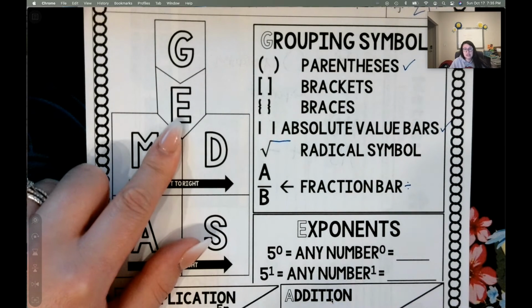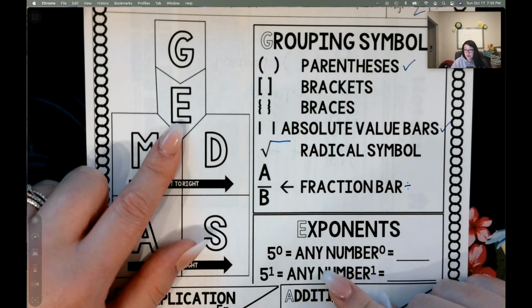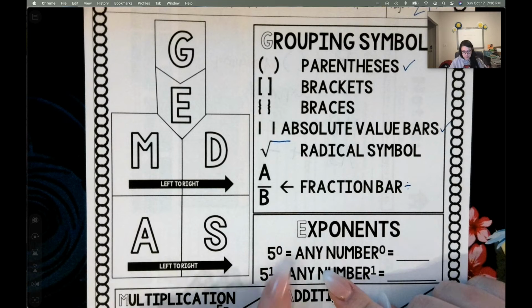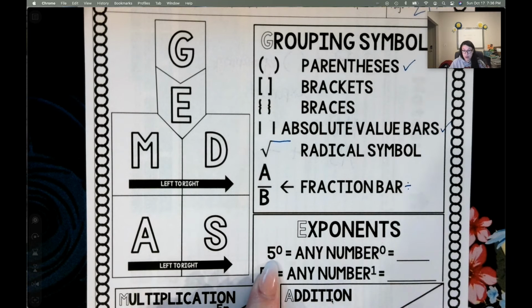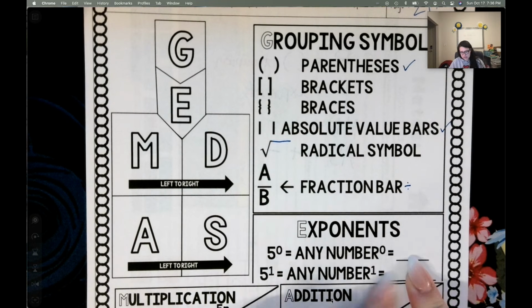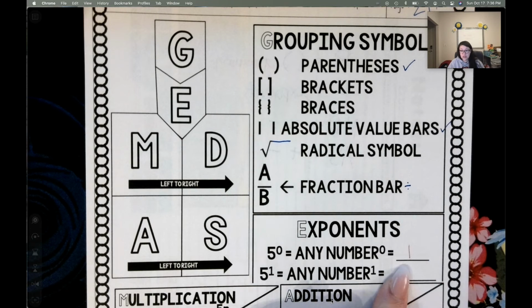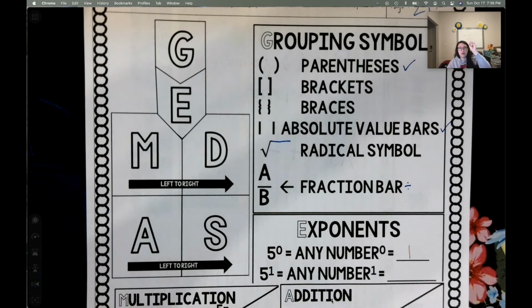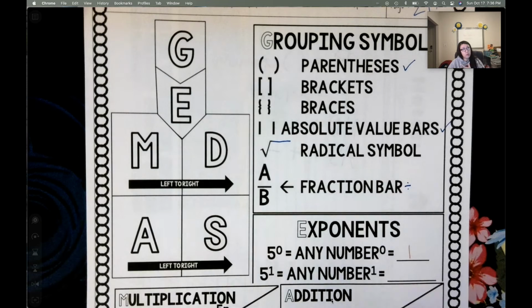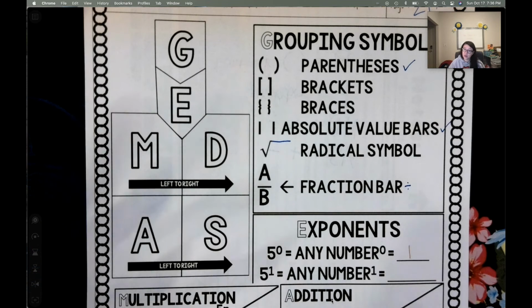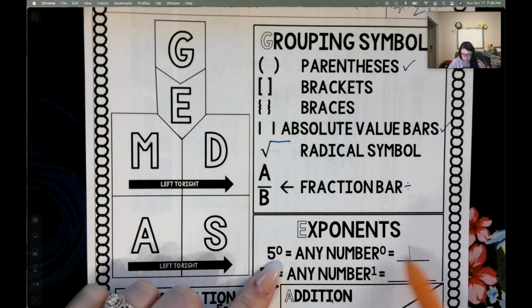Next, E, we have exponents, which we've just been working on. There's 2 reminders for your exponents. If you have 5 to the 0 power, any number with an exponent of 0, what did we say that was equal to? Any number to the 0 power is equal to 1. It could be 5,000 to the 0 power. It's equal to 1. 1 to the 0 power is equal to 1. Any number to the 0 power is equal to 1.